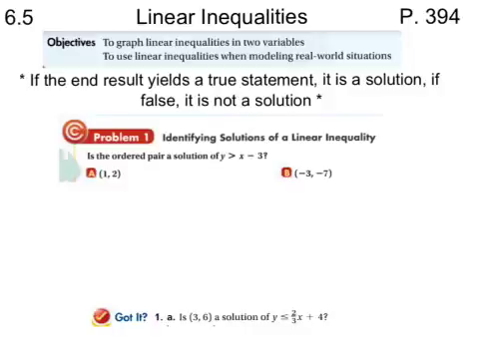They're asking if the ordered pairs given for a and b are solutions of y greater than x minus 3. If the end result yields a true statement, it is a solution. If it is a false statement, it is not a solution.